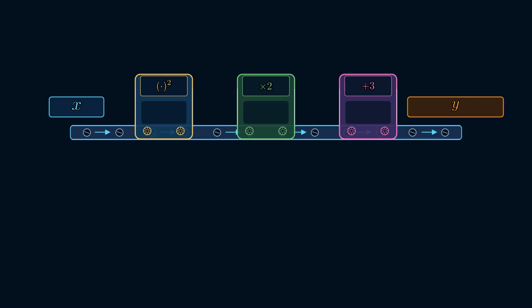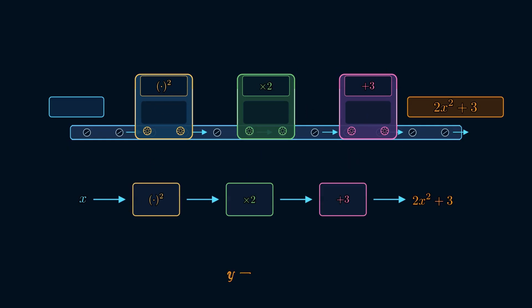Use the third algebra machine. Start with x. Squaring gives x squared. Multiplying by 2 gives 2x squared. Adding 3 gives 2x squared plus 3. So y equals 2x squared plus 3.